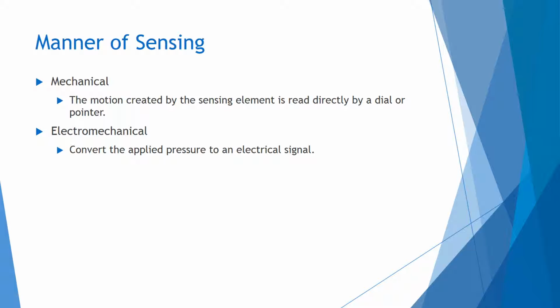For the manner of sensing, there are two types of manner to sense the pressure. One is mechanical and two is electromechanical. For the mechanical, the motion created by the sensing element is read directly by a dial or a pointer. For the electromechanical, it converts the applied pressure to an electric signal.